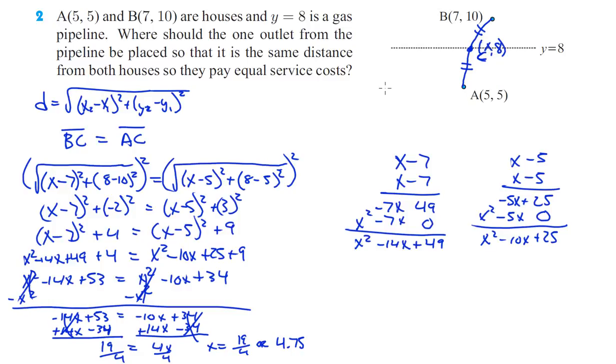So now that midpoint there, we've got that point C has to be 4.75 and 8 in order for it to be equal for both houses. Okay, same distance. All right, that's a good one. That's a tough one.